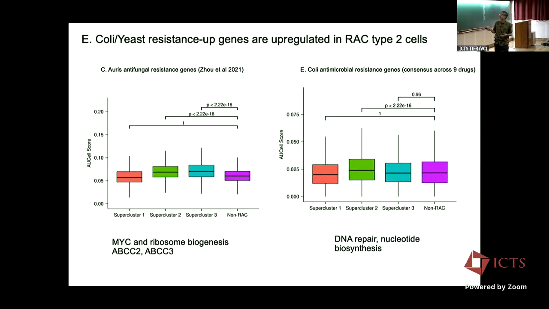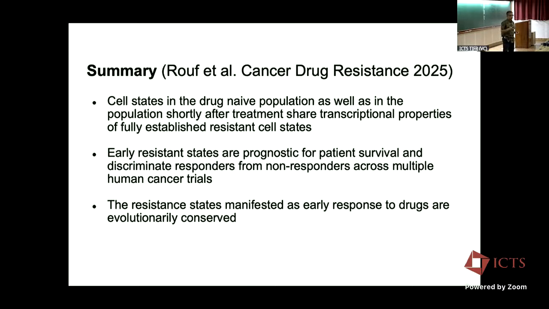So that's the end of story number 2. The take home is cell states in the drug naive population, as well as in the population shortly after treatment, share transcriptional properties of fully established resistance. And these signatures are prognostic and they're conserved. So that's story number 2. So we can take more questions, and before I move on, let your brain rest a little bit.